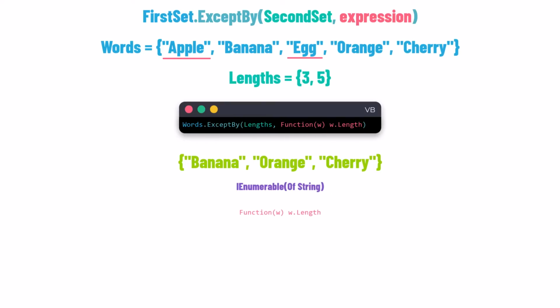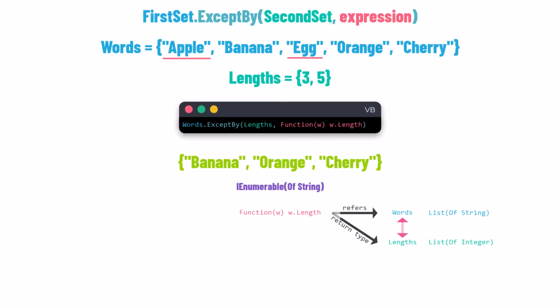So keep in mind the expression refers to the first sequence, and the return type of the expression must be of the same type as the second sequence. And both sequences do not have to be of the same type, such as this example, where we have a list of strings and a list of integers. This is also the difference between Except and ExceptBy methods. Except method takes two sequences of the same type, while ExceptBy takes two different types. This was a simple example of using the first overload.